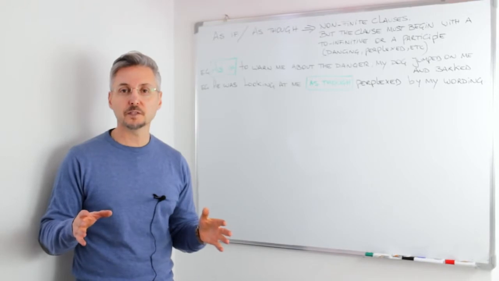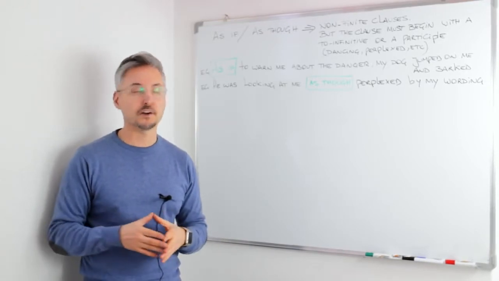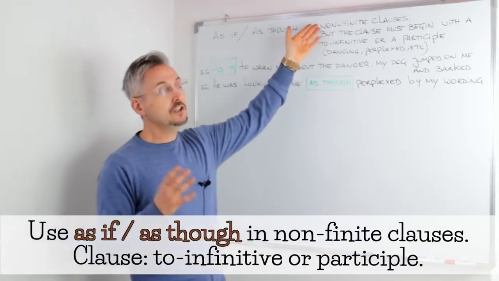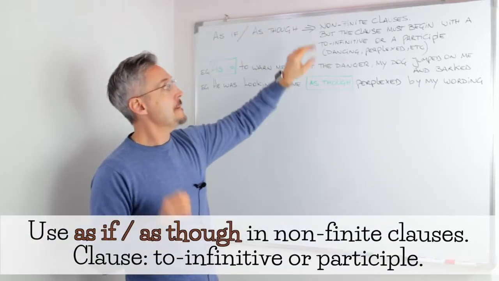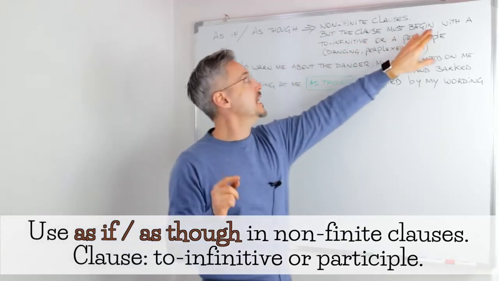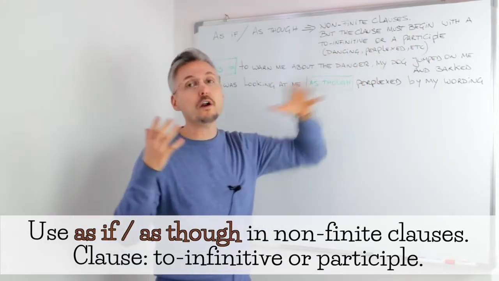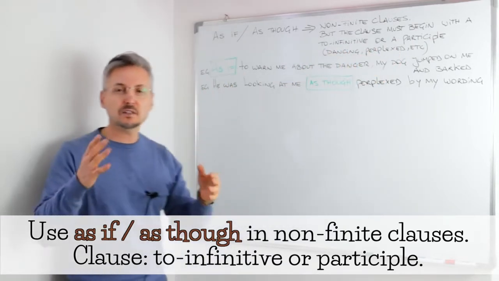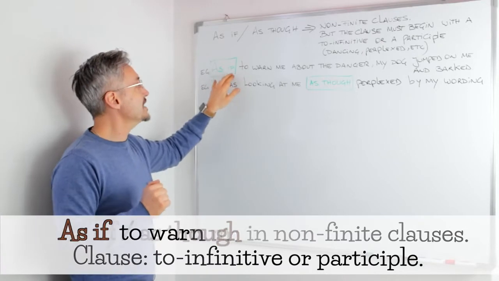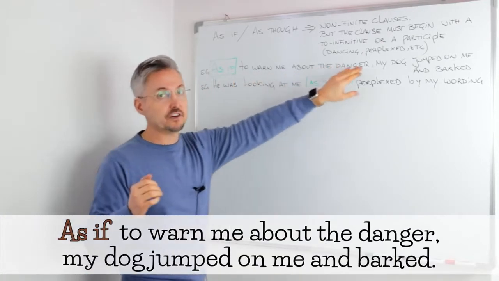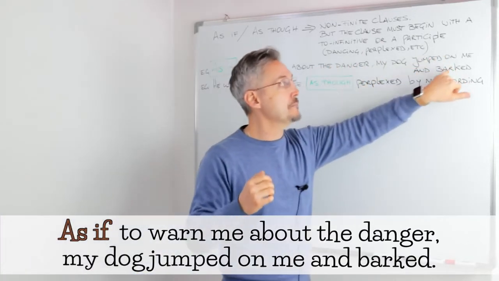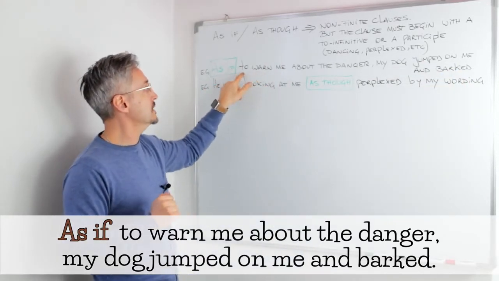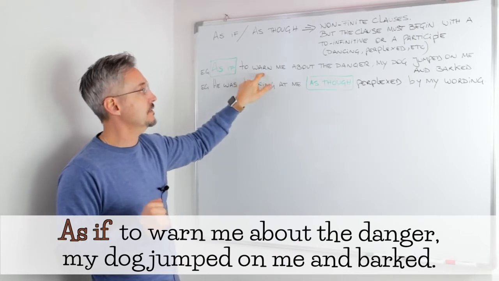One last thing I want to say about clauses of manner. We can use as if, as though in non-finite clauses, but the clause must begin with a to infinitive or a participle. Dancing, perplexed, etc. Let's look at my examples. As if to warn me about the danger, my dog jumped on me and barked. As if to warn me. See, here we have the to infinitive.